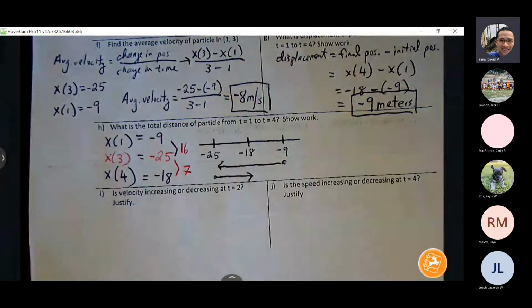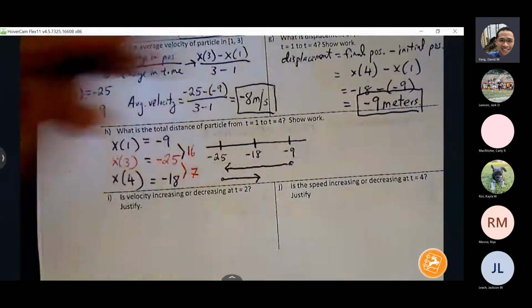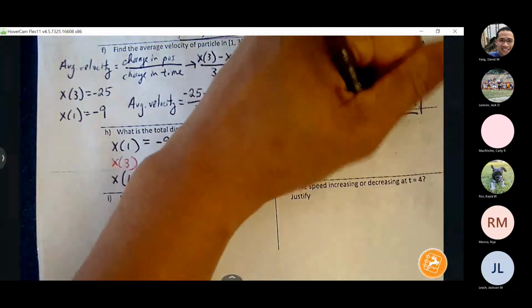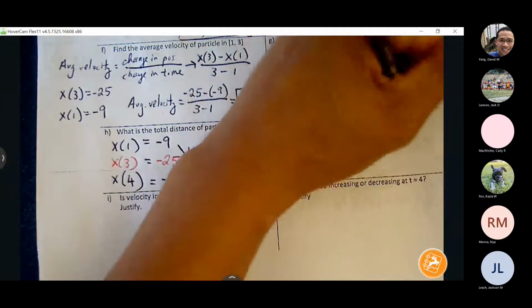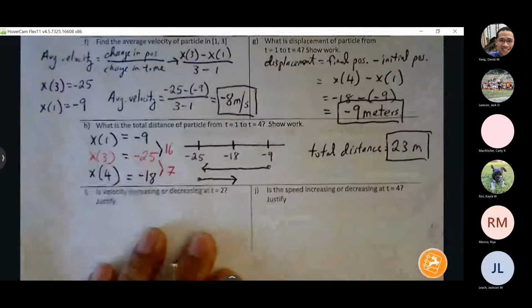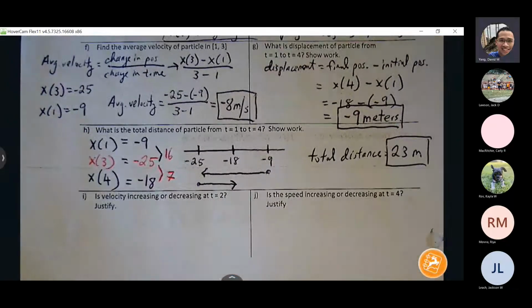So you took 16 steps going left, you took 7 steps going right, but again, you're just counting your steps, so everything is positive. So what's the total distance? 23, 16 plus 7. So displacement can be negative, but total distance is always positive.